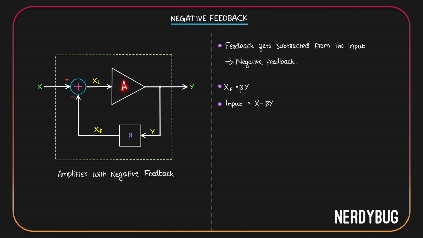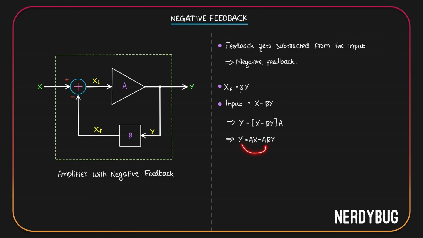A is the gain of the amplifier. Xi is the input that it gets. Y is the output. So Y will be A multiplied by Xi. But Xi is X minus beta Y. So we can write Y is X minus beta Y multiplied by amplifier gain. That gives us Y is AX minus A beta Y.